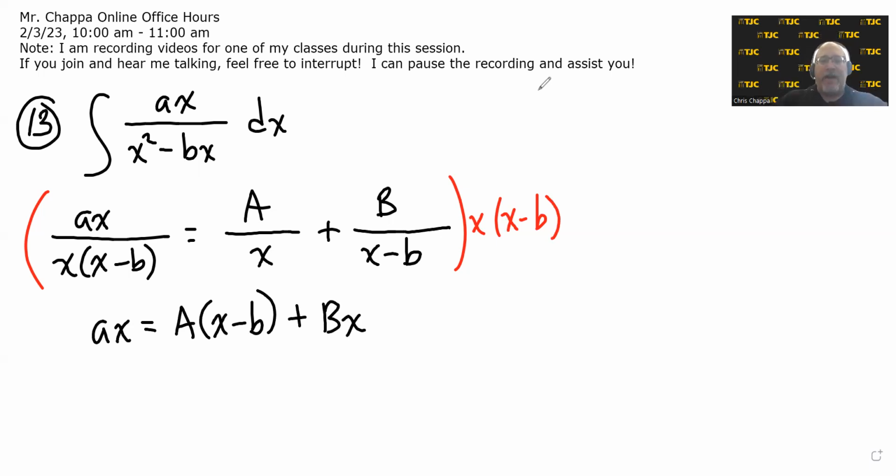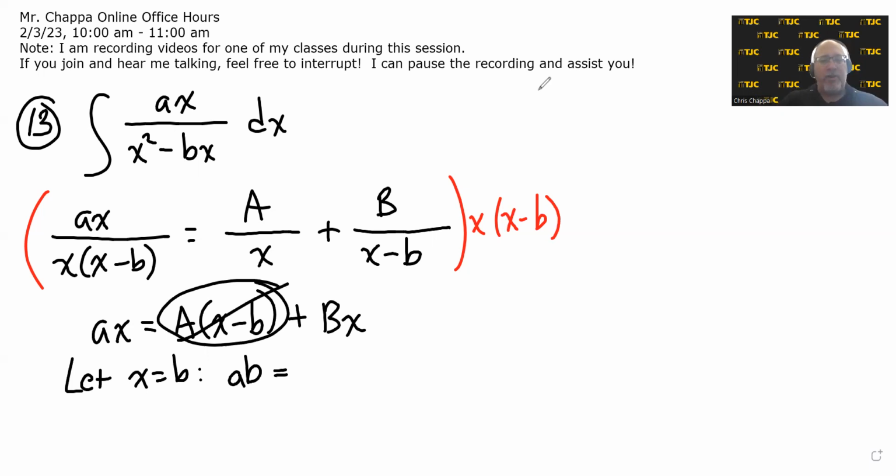And now let's choose some values that will zero out each of the factors that used to be in the denominator. For the first factor, x minus b, let's let x equal b. The fact that it's an unknown constant doesn't change how we approach it. If we let x equal lowercase b, then the left side will become lowercase a, lowercase b, equals, this term will disappear because putting in b for x gives us a factor of 0. And over here, we get capital B, little b. But keep in mind that we are solving for the numerators, the capital letters.